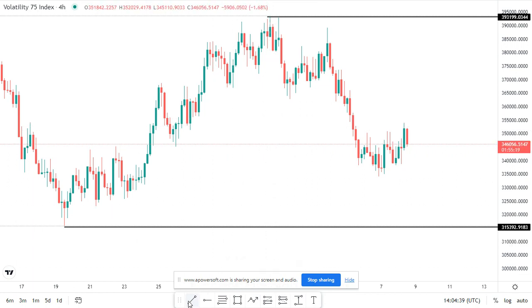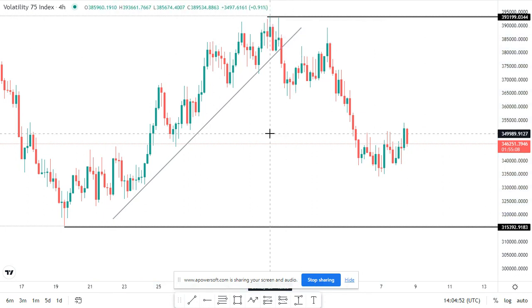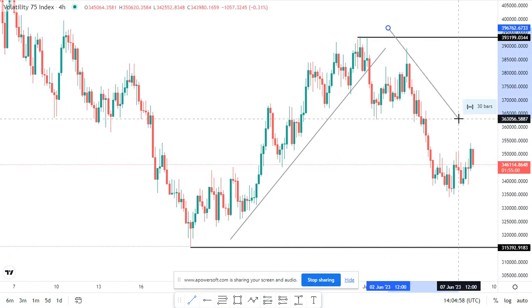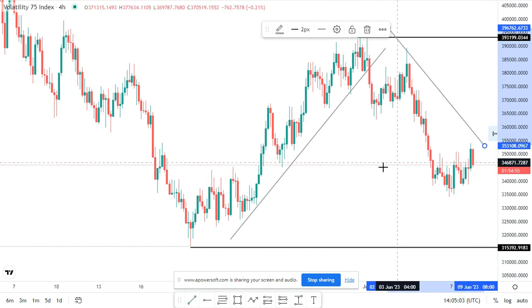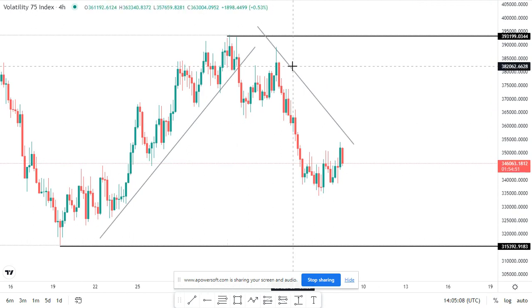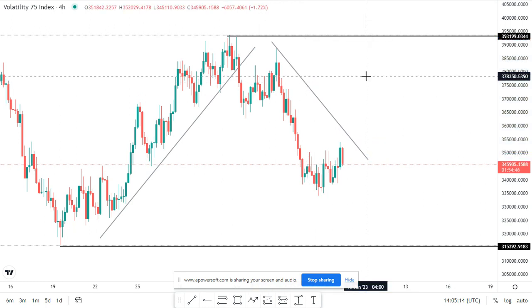From here, that was an uptrend. All of this was a clear uptrend. Now, price is making lower high, lower low, lower highs, lower lows, which indicates that we are in a downtrend from here to here.